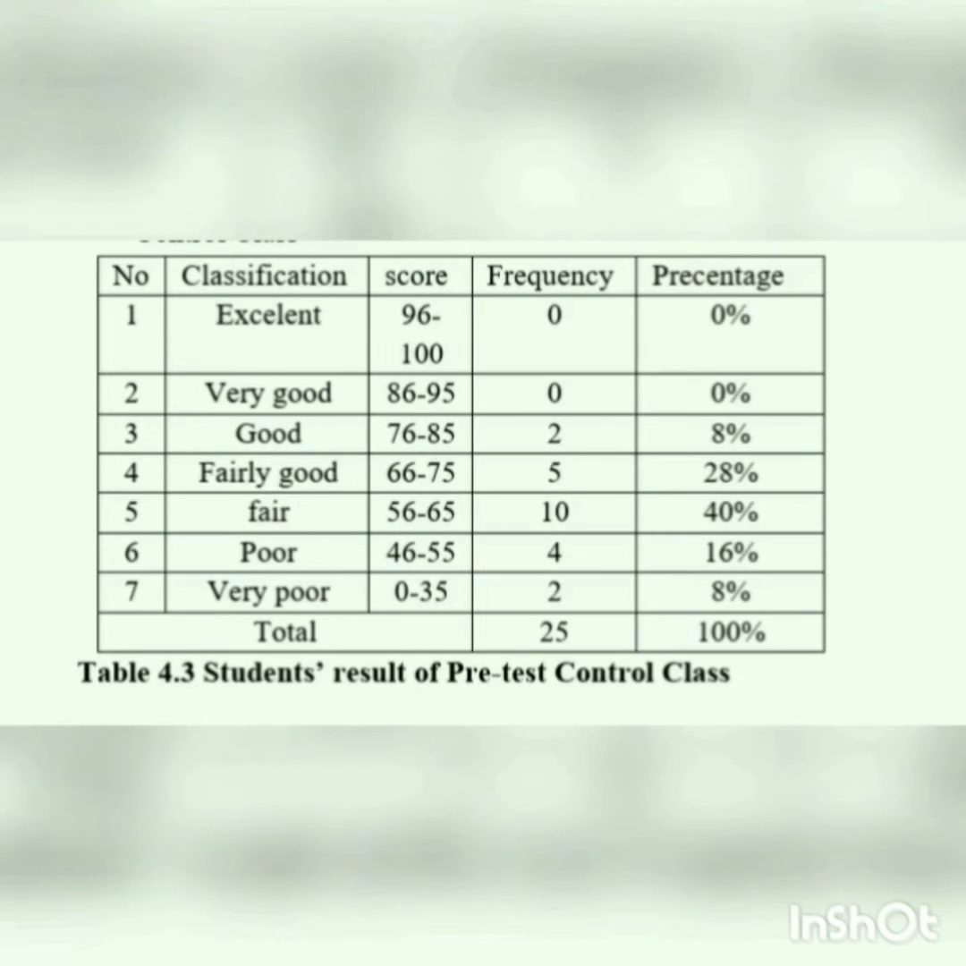5, fair, score 56 to 65, frequency 10, percentage 40%. 6, poor, score 46 to 55, frequency 4, percentage 16%. 7, very poor, score 0 to 35, frequency 2, percentage 8%. Total frequency 25, percentage 100%.